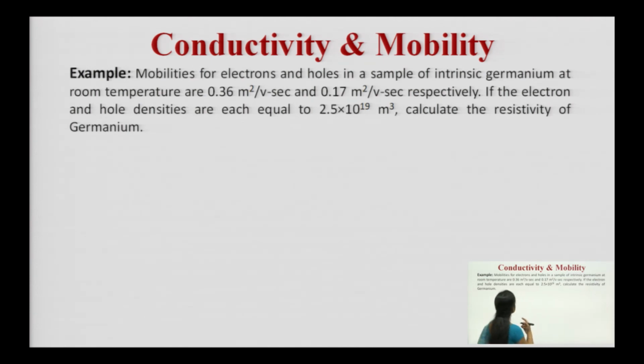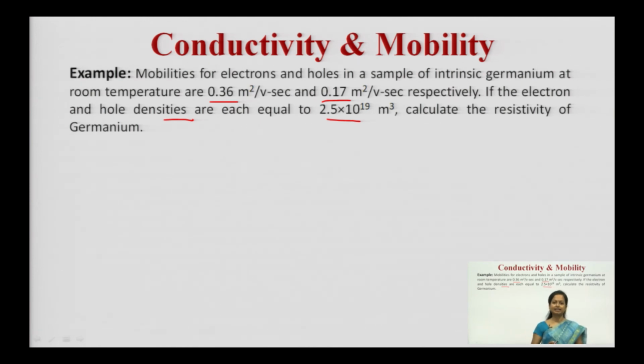See, the first question is: mobility for electrons and holes in a sample of intrinsic germanium. Here we are talking about the pure semiconductor. Intrinsic germanium at room temperature has mobilities of 0.36 and 0.17 meter square per volt second. If the electron and hole densities are equal, given as 2.5 into 10 raised to the power 19 meter cube, calculate the resistivity of the germanium. So, how to calculate the resistivity?